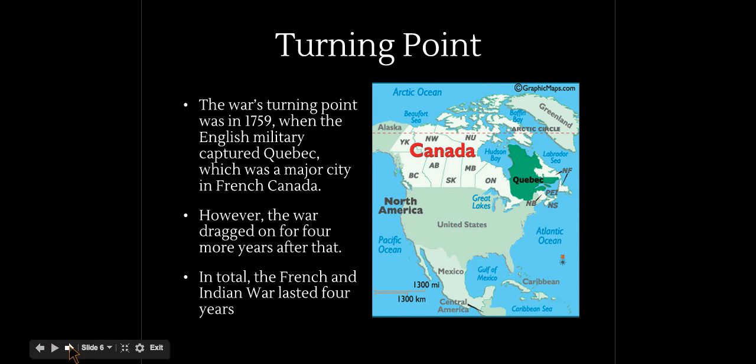Alright, in every war, there's always a turning point, which starts to decide which side is actually going to win. So, in the French and Indian War, the turning point was in 1759, when the English military captured Quebec, which is right here. And that's a major city in French Canada. However, the war still dragged on for 4 more years. So, what's important here is that in 1759, the English military captured Quebec. Pause the video and copy that down into your notes in Cornell format.